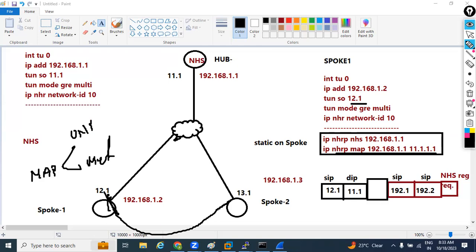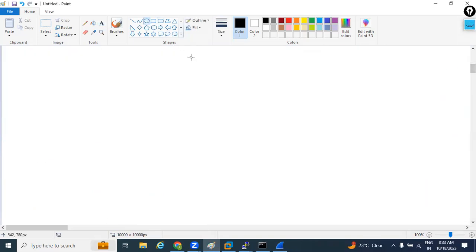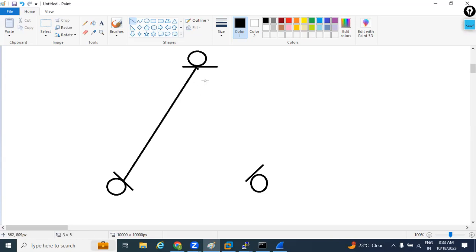But right now you can see what we have done. This is my hub, this is spoke 1, this is spoke 2. Now the tunnels are up here, and the ISP has been removed in between. It is not needed anymore. So this is here, this is here, and now I'm talking about this.